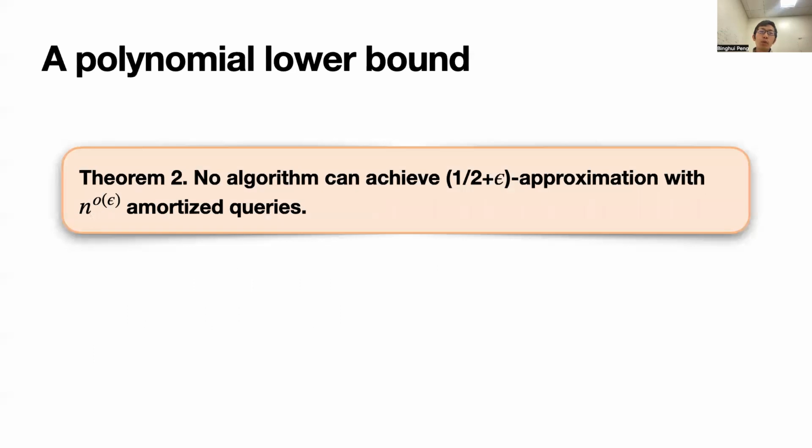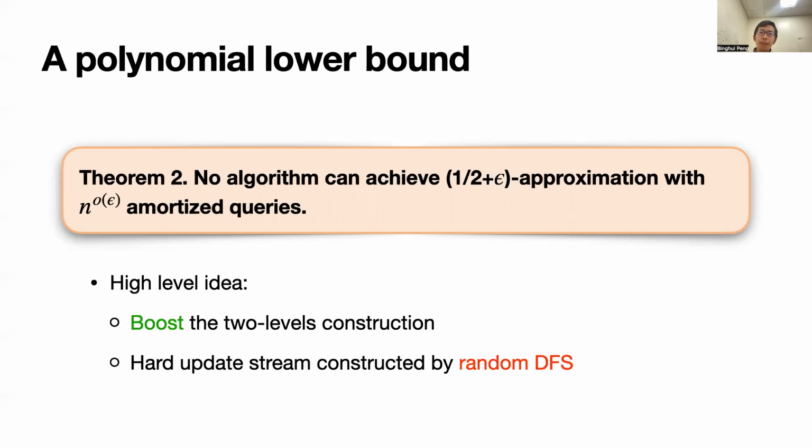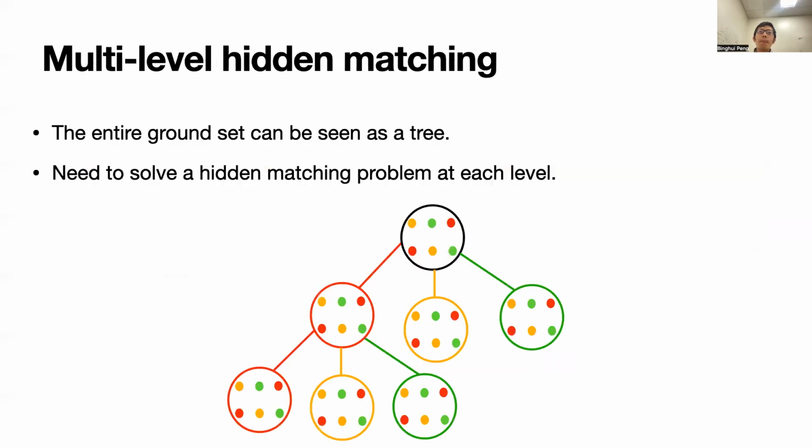Okay, I will then move to the polynomial lower bound. And recall we proved that no algorithm can achieve 1/2 plus epsilon approximation with n to the little o unmonetized query. And the high level idea is to boost the aforementioned two-level construction into a multi-level construction to increase the utility gap. And we construct a hard update stream by performing random depth first search.